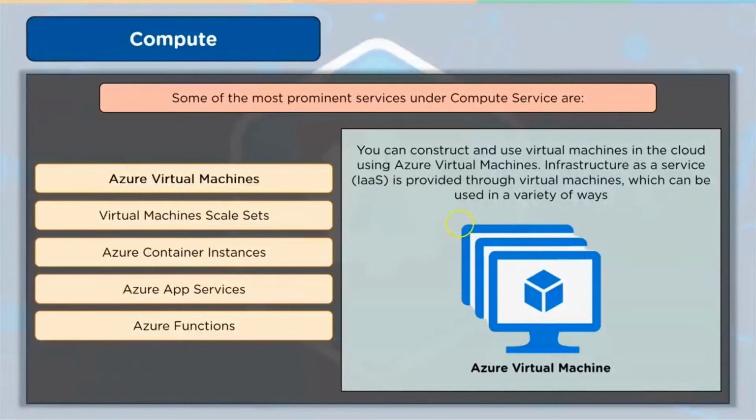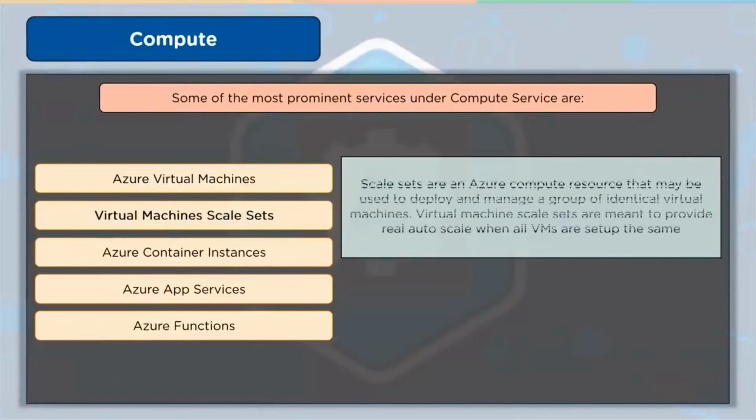Now coming on to the next one, that is virtual machine scale sets. Scale sets are an Azure compute resource that may be used to deploy and manage a group of identical virtual machines. Virtual machine scale sets are meant to provide real autoscale when all VMs are set up the same. Virtual machines do not need to be pre-provisioned. As a result, developing large-scale services for big computing, big data, and containerized workloads is easy.